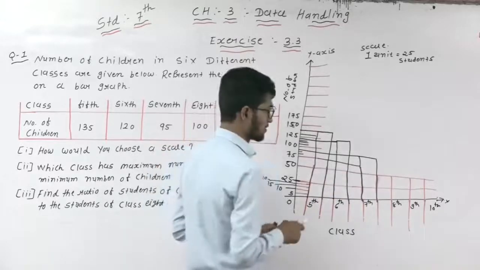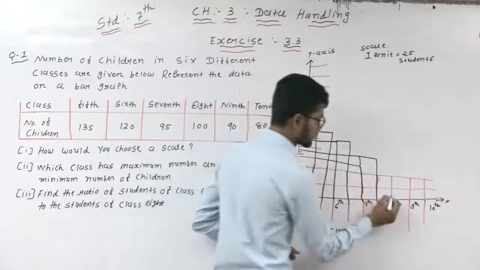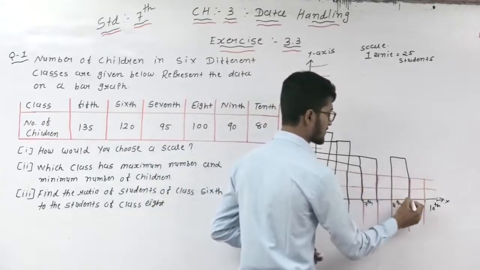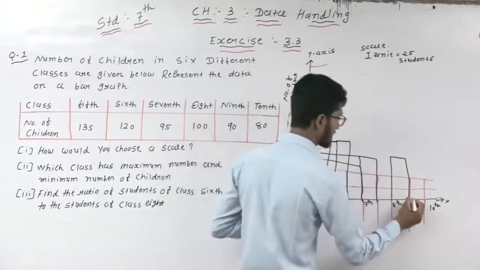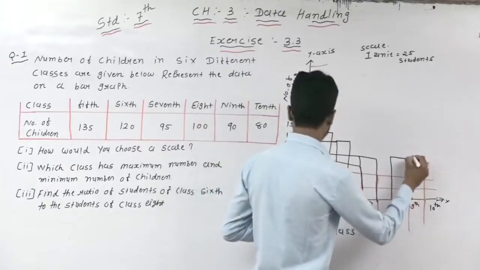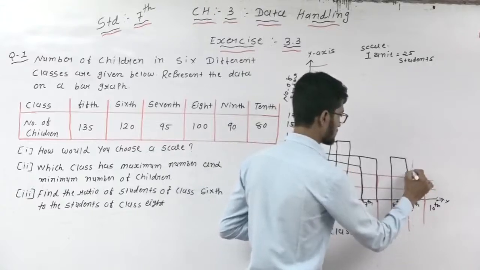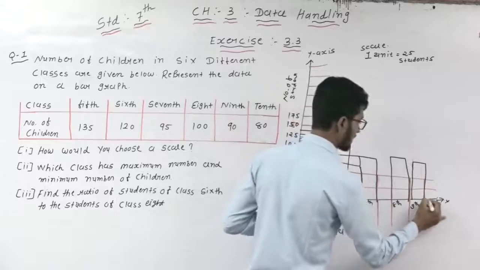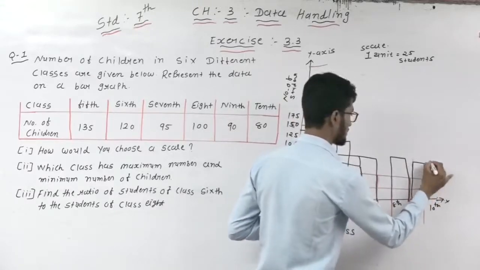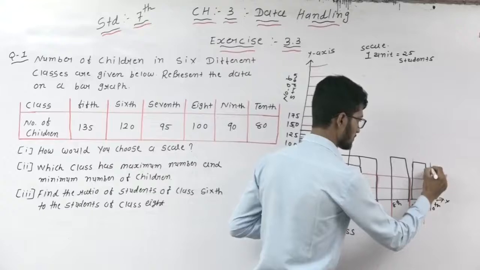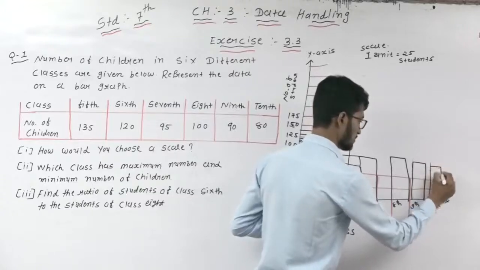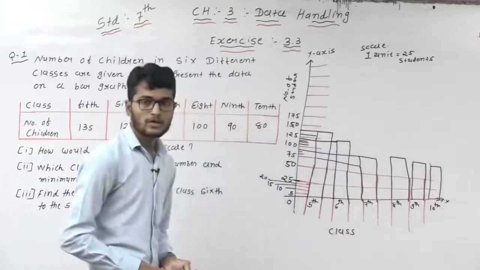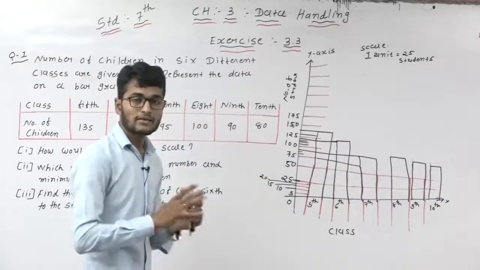Then after that, the 8th, how many? 100. So start here at 100, and then go down. Same for the 9th. In the 9th class, how many? 90. So start at 75 and go down. So this one is 90, and the last one is 80, 75 going up. So this one is our bar graph.